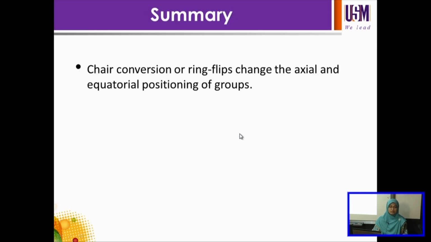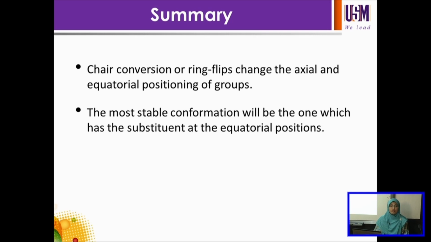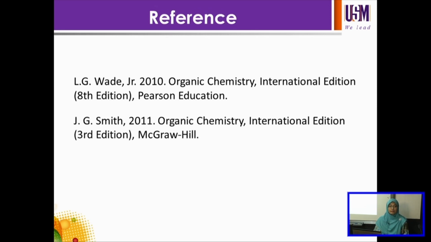As a summary, chair conversion or ring flips change the axial and equatorial positioning of groups. The most stable conformation will be the one which has the substituent at the equatorial position.